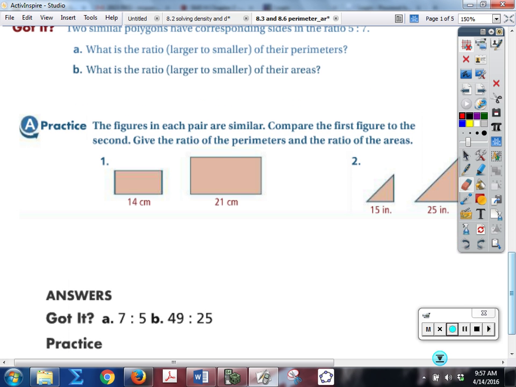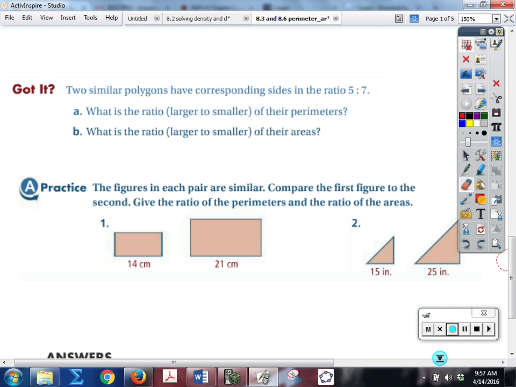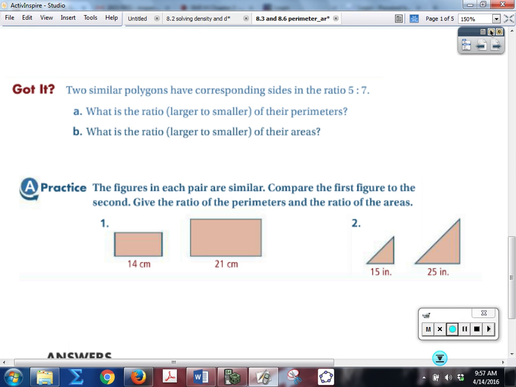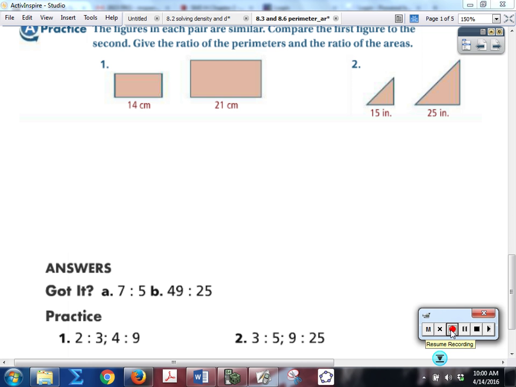Alright, so what I want you guys to try is, everyone on your whiteboard, do these 2 questions. It gives you that they're similar. You know the lengths of the sides. I need to know the ratio of the perimeters and the ratio of the areas. So write on your whiteboard for 1 the answer for both of them. First do perimeters, then areas. For 2, then do perimeter and areas. Did you get it?